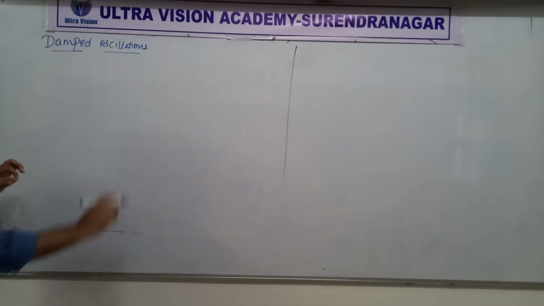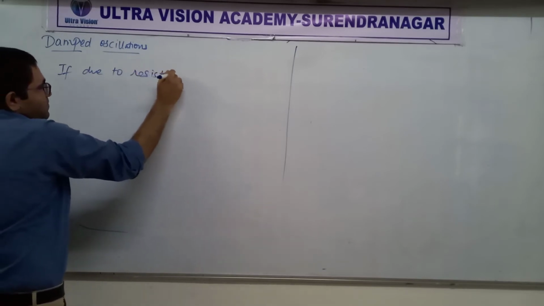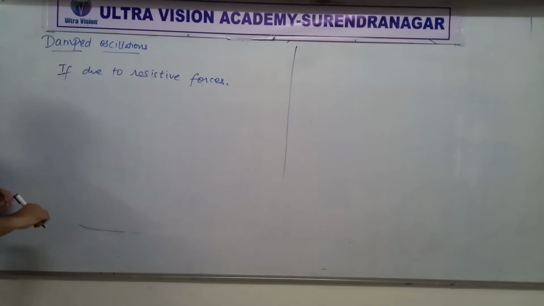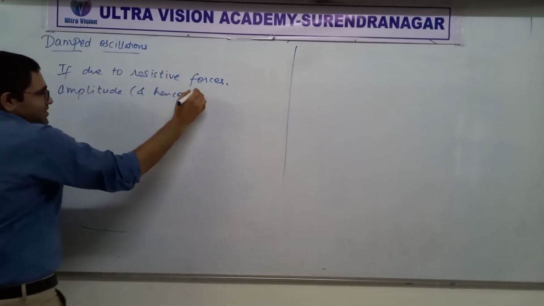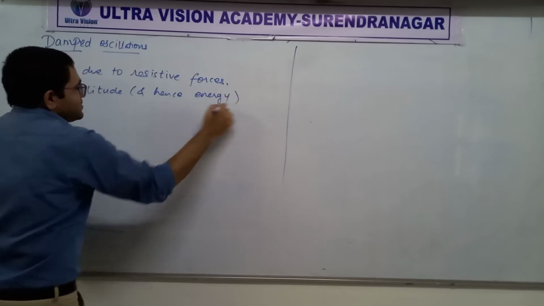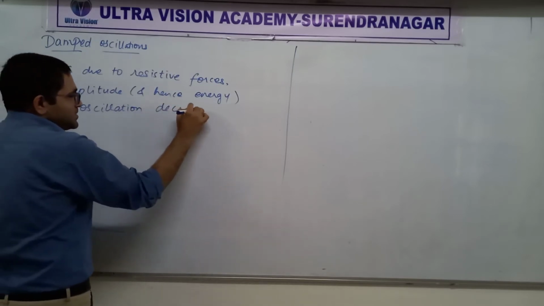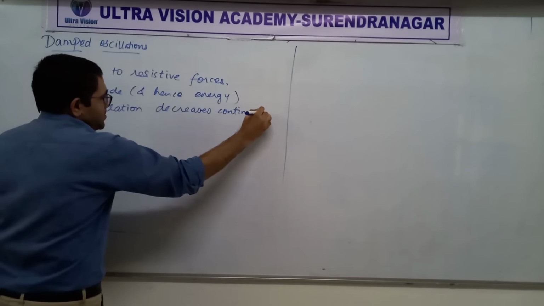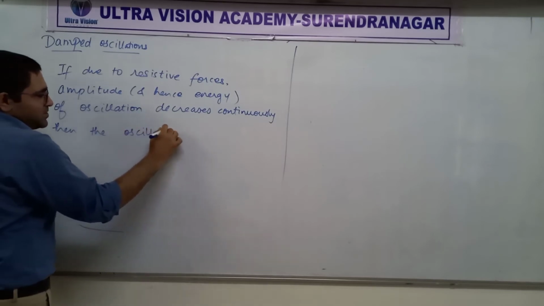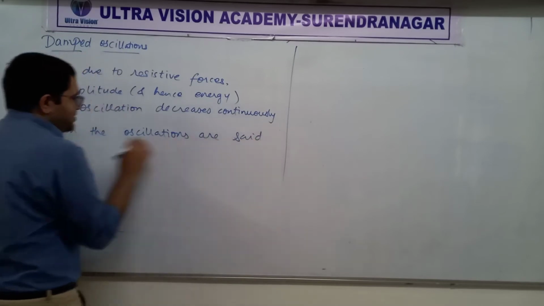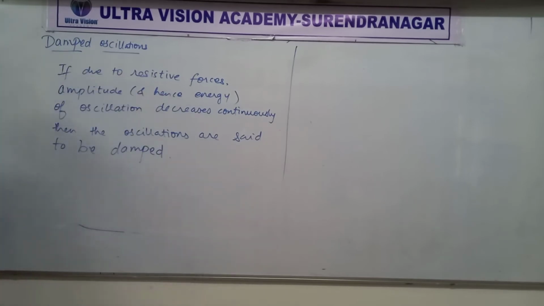What is the meaning of damped? Damped oscillation means that if, due to resistive forces, the amplitude and hence the mechanical energy of oscillation decreases continuously, then the oscillations are said to be damped. That is the meaning of damped oscillation.